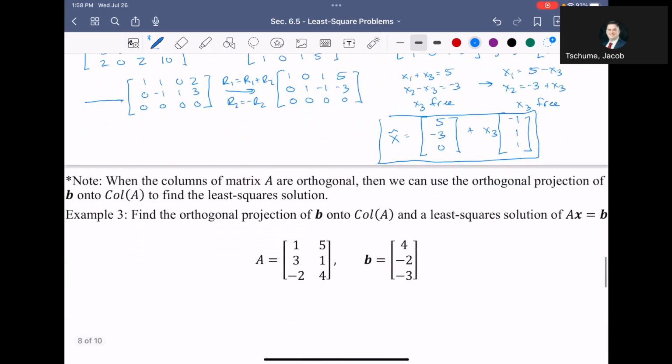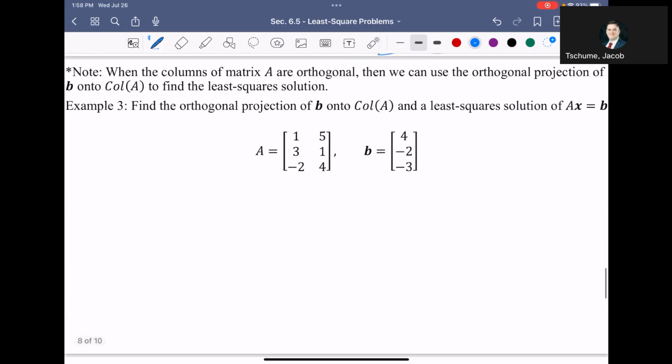All right. So now that we've talked about the basics of least square solutions, there is a special case of it. We could have actually done least squares in the last section, but I wanted to save it for this one to cover all the bases at once. So a little extra note here. When the columns of a matrix A are orthogonal, then we can use the orthogonal projection of B onto the column space of A to find a least square solution.